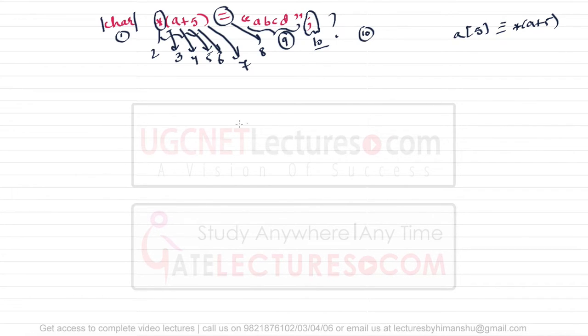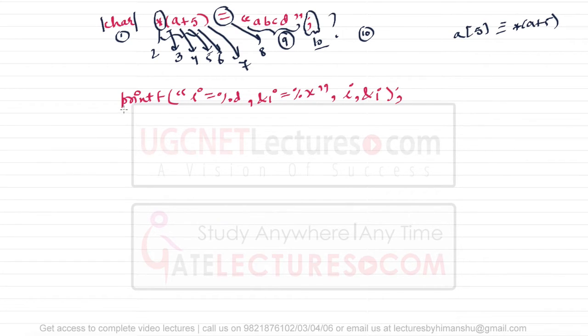Okay, now let us take the second example. Suppose we have a statement like this: printf("i = %d, i = %d, &i = %x", i, &i); assuming this is the statement we have.